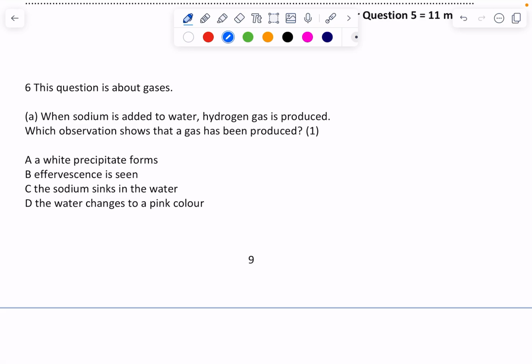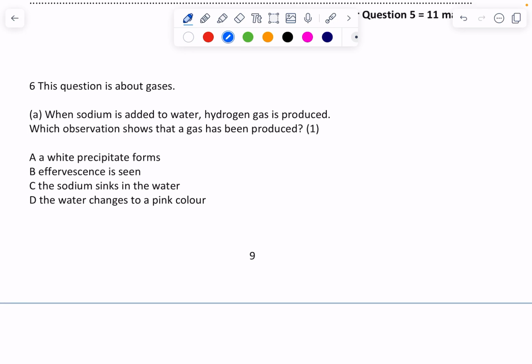So when sodium is added to water, hydrogen is produced. Which observation shows that a gas is being produced? So the one that is going to link to that is effervescence. Effervescence means fizzing, and that's because a gas is being produced.